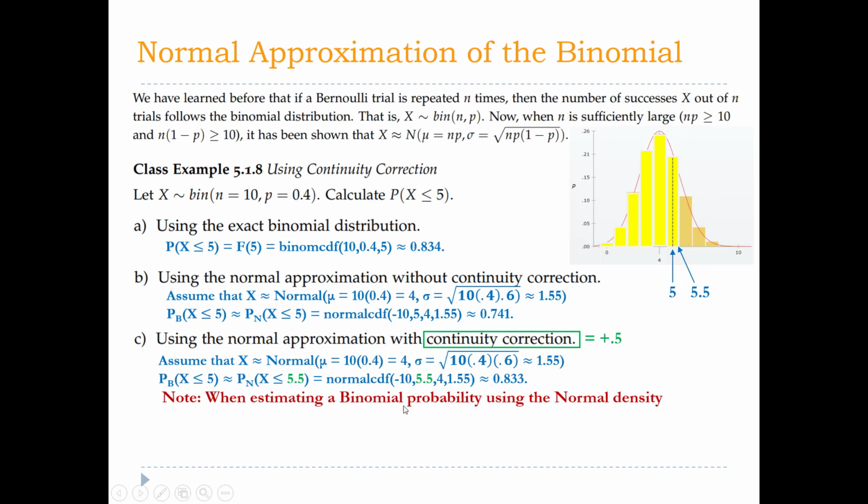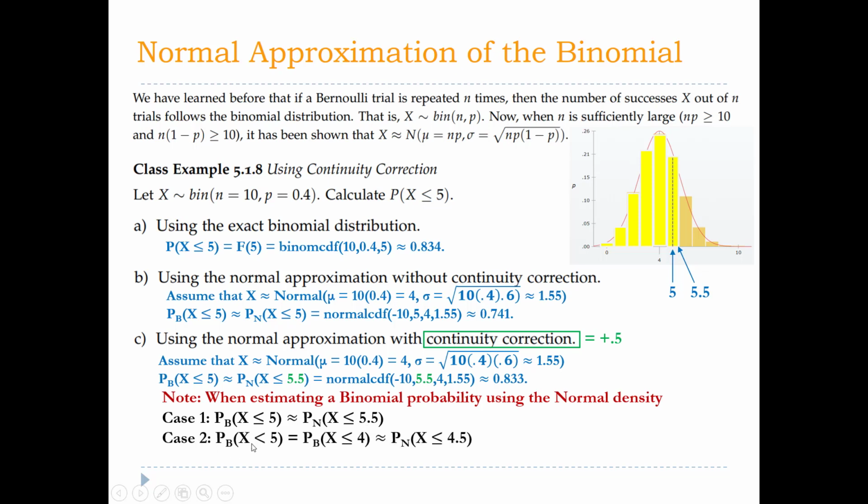So when estimating the binomial probability using the normal density, for case 1, which is what we observed, if you want to find the probability that a binomial random variable is less than or equal to some value, say 5, then that will be approximately equal to the probability of that random variable, treating it as if it's normal, but you adjust the value by adding 0.5.